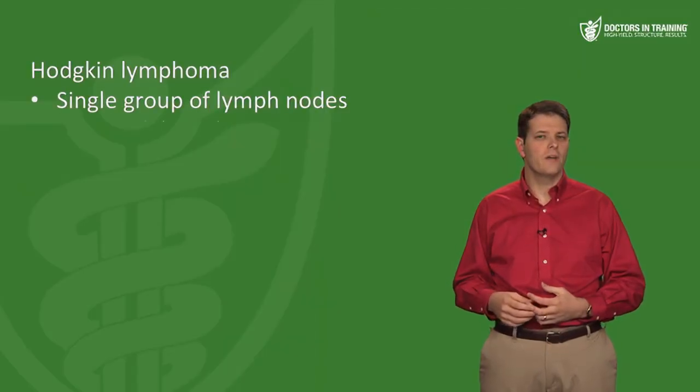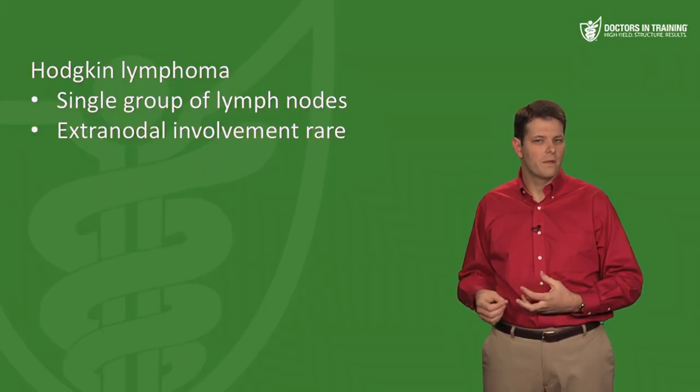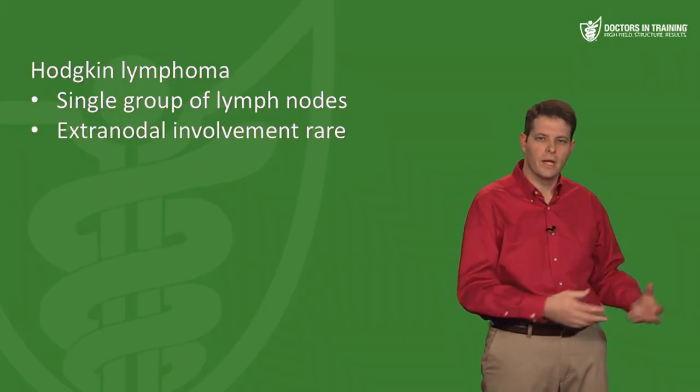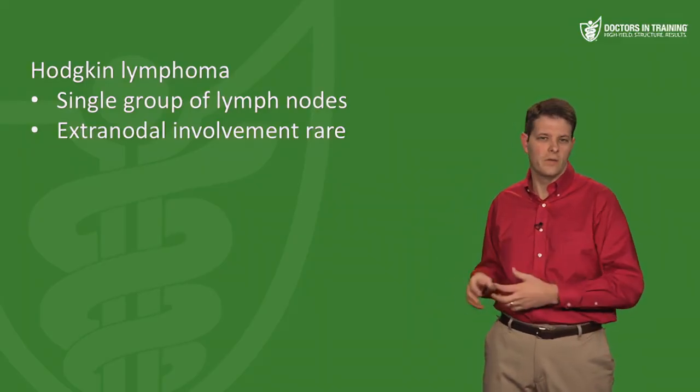Hodgkin lymphomas are typically found in a single group of lymph nodes, and extranodal involvement is rare. Some of the non-Hodgkin lymphomas can turn up in the brain or the thyroid or other organs, but Hodgkin lymphomas are usually confined to the lymph nodes.